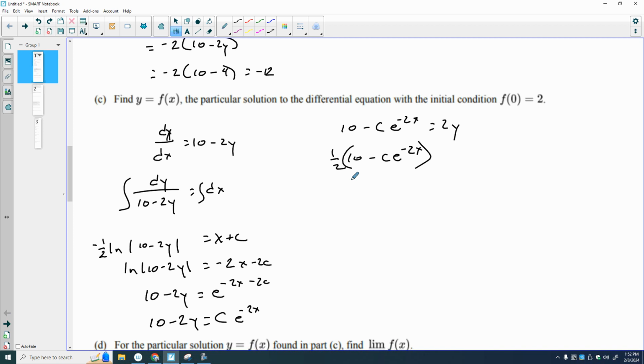So my next step, I have to find my c value. Put in 0, 2, equals y. 2 is y, 0 is x, so I have 1/2 times 10 minus c e to the 0 power equals 2. This is just a 1, so I have, doing a little distributing, 10 minus c equals 4, multiplying both sides by 2. So 10 minus 4 equals c, so c equals 6.